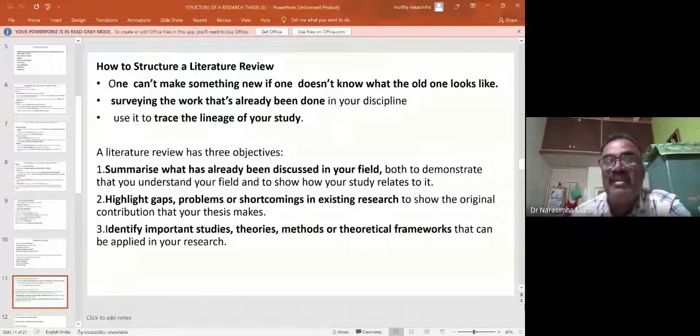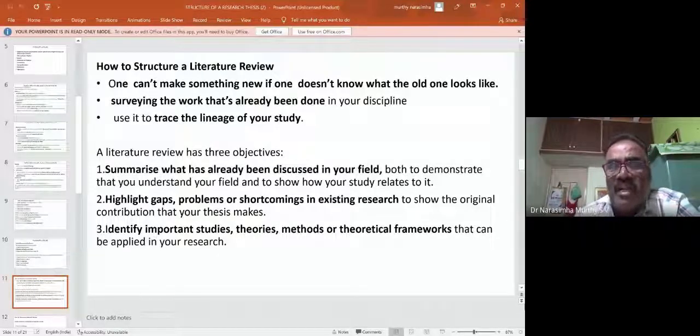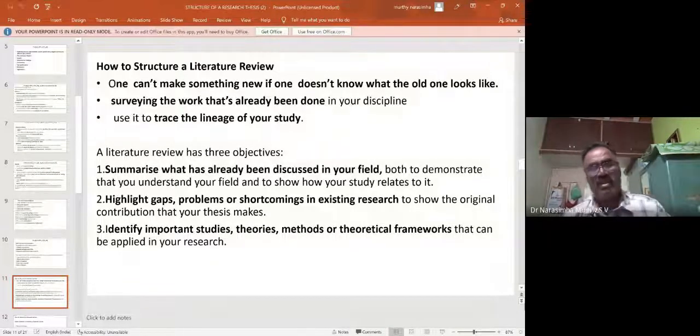Then one more very significant thing for any research is the literature review. I told you, sometimes most of our research supervisors ask our students to include this in the introduction itself. But some universities are very particular about making the literature review a separate and individual chapter. Remember, if you want to make something new, you should know what the old looks like. And that means if you want to contribute something new, you should know what's happening.